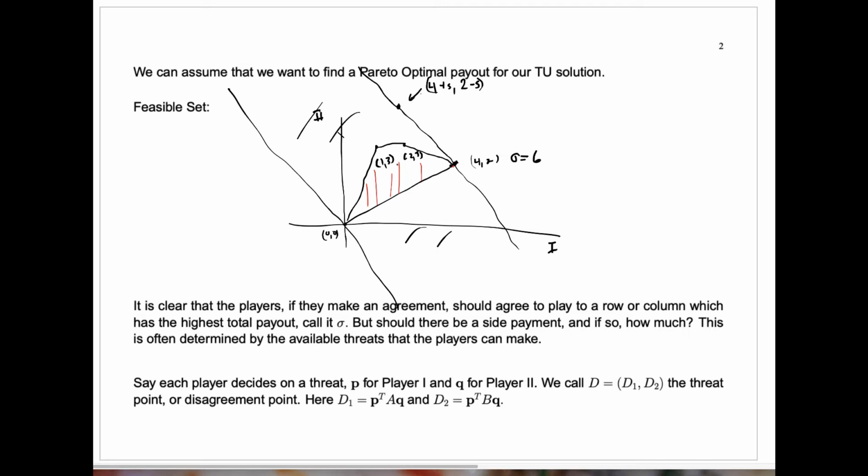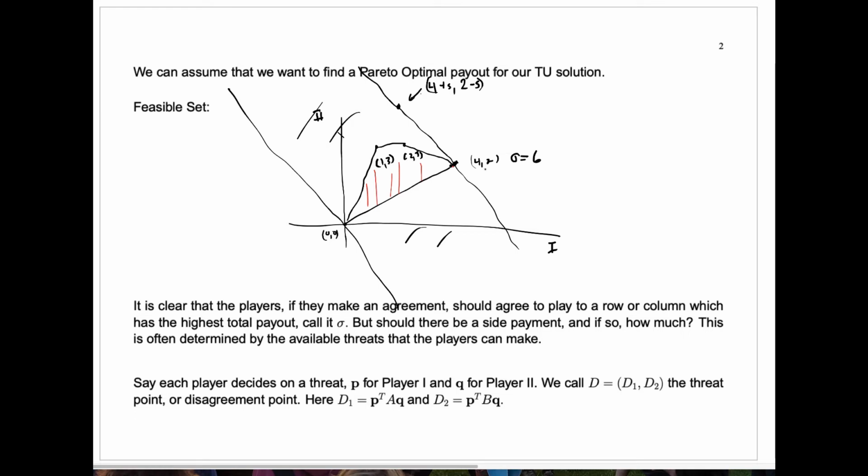And to get a Pareto optimal outcome, we move up and to the right. We'd have to end up on this line here over to the right, the line where x plus y equals 6, if x and y are the payouts to player 1 and player 2. So we want to end up somewhere on this line in the upper right. The question is where? Well, we can achieve 1 point on that line just by playing the pure strategy 4-2.